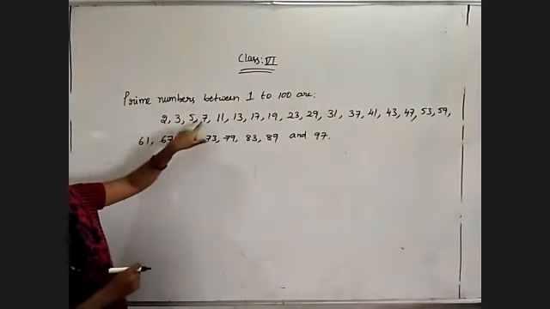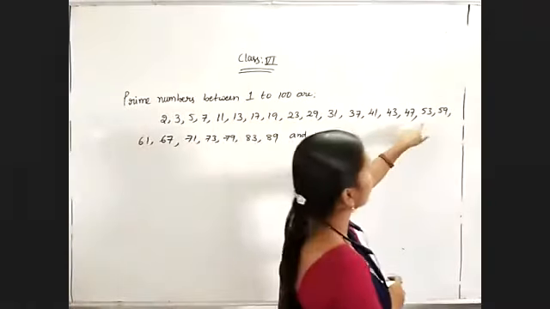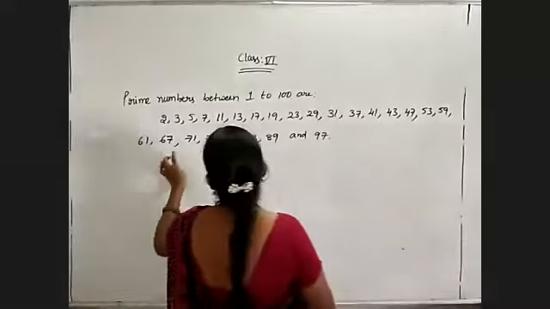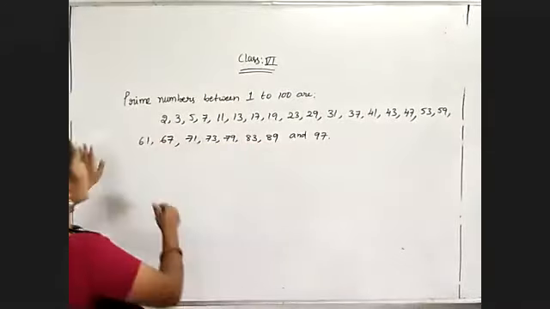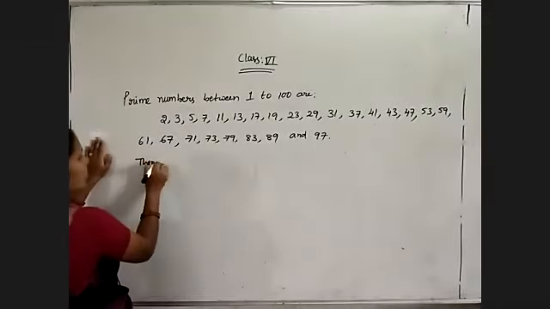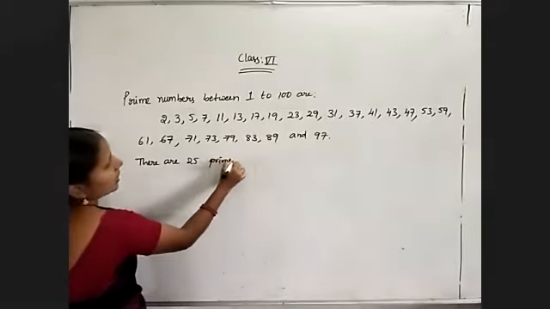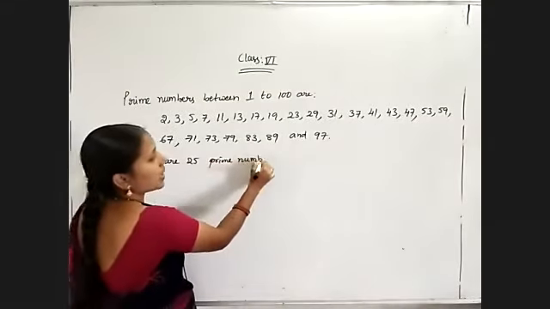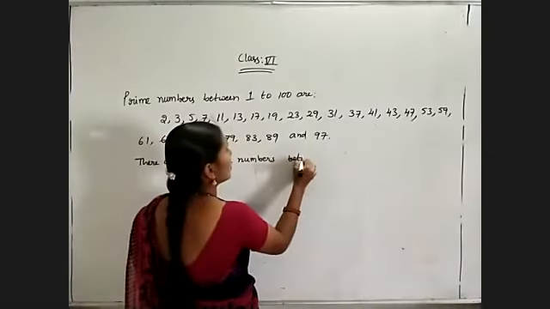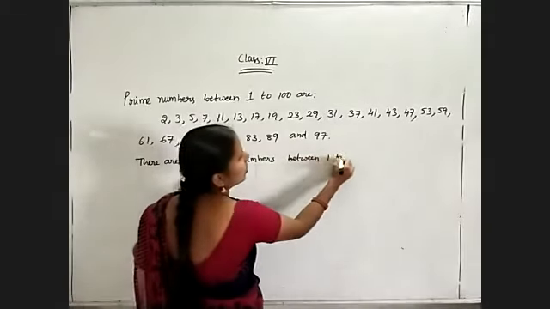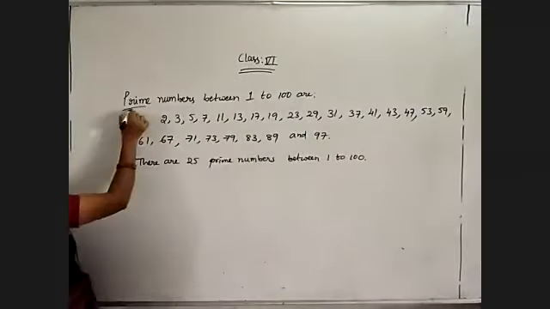So observe how many prime numbers are there between 1 to 100: 1, 2, 3, 4, 5, 6, 7, 8, 9, 10, 11, 12, 13, 14, 15, 16, 17, 18, 19, 20, 21, 22, 23, 24, 25. So there are 25 prime numbers between 1 to 100. This is also one of the big type questions, prime numbers between 1 to 100, and all those are listed like this. This is very, very important.